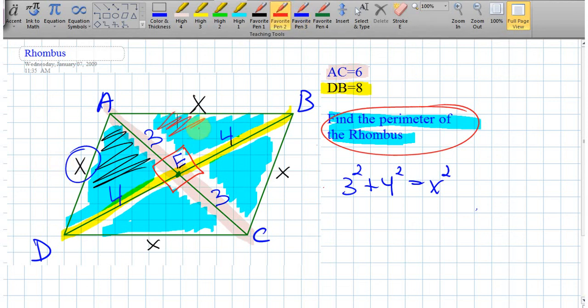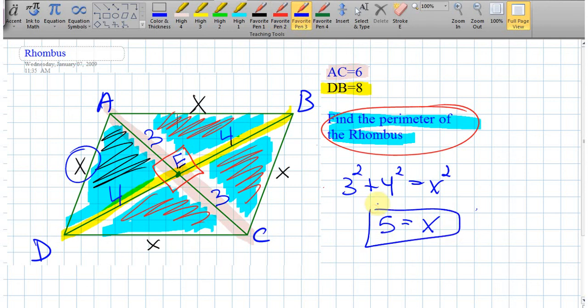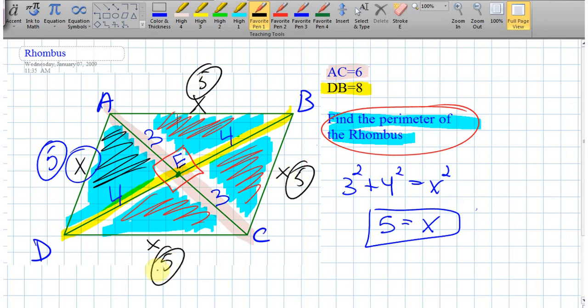Well, I just mentioned a moment ago that all of these triangles are congruent. It didn't really matter which one I used. So when you solve for x in here, x turns out to be 5. Are we done? No. So if that one's 5, it turns out all of these sides are 5 because that's one of the properties of a rhombus. So 5 times 4, the perimeter of this rhombus is 20.